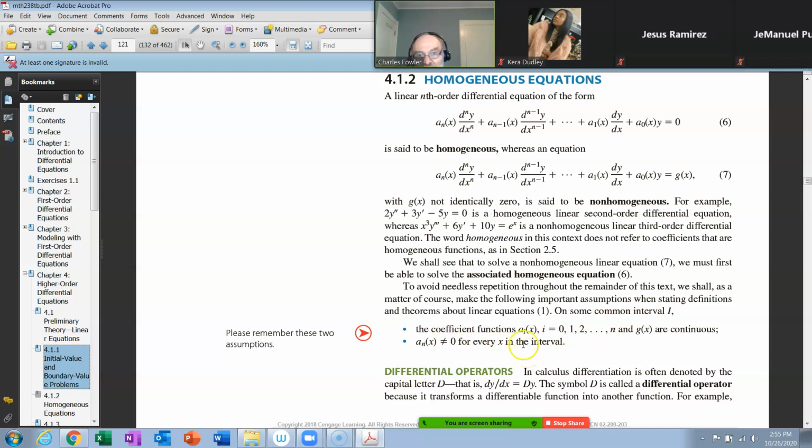Okay? The reason for that, if that were at any value equal to 0, then this would no longer be an nth order linear differential equation. It would be an n minus first at best. Okay? So you have to have that as another condition.